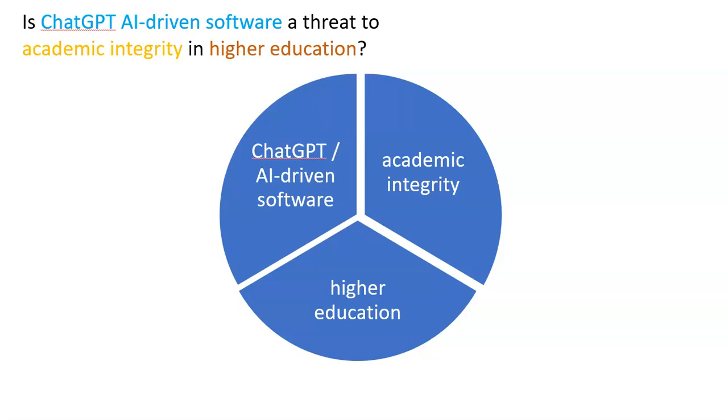So I'm doing this essay, I'm looking at these 3 things. So I'm looking for all the articles that have these 3 concepts. But you may look for articles that deal with academic integrity within higher education. ChatGPT as it deals with academic integrity. Or ChatGPT and AI-driven software as it deals with higher education perspectives. So there's a number of search strategies you want to document.